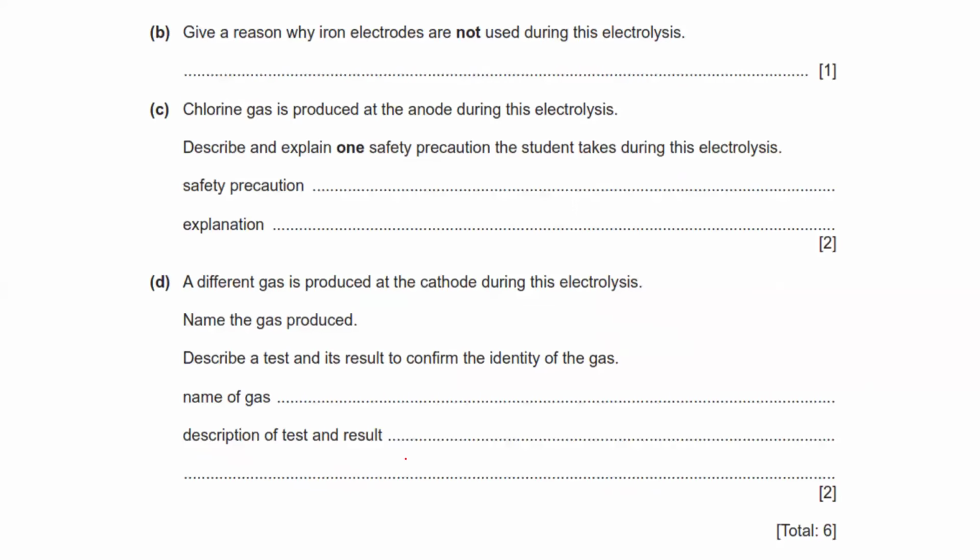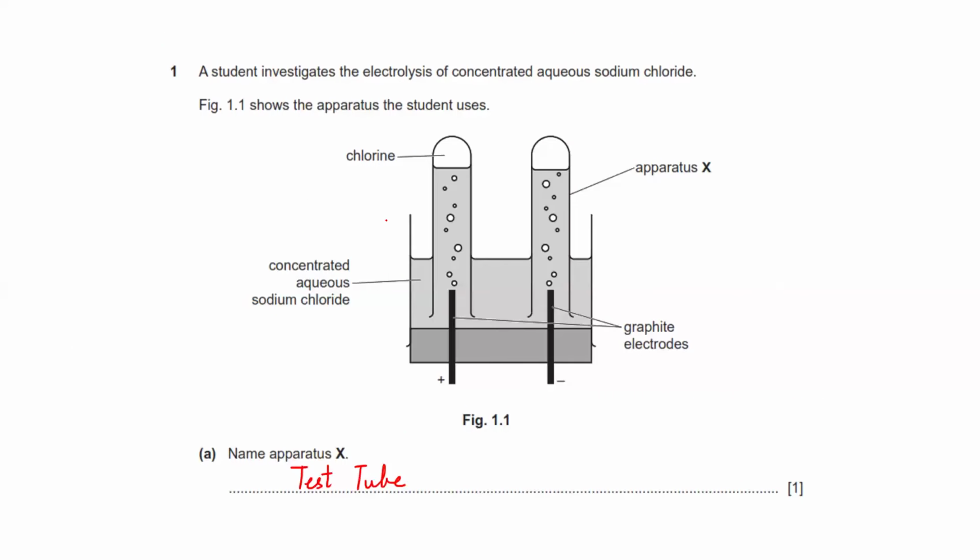Okay. So moving ahead, it says, give a reason why iron electrodes are not used in the electrolysis. So remember, we have concentrated aqueous sodium chloride. So we have here NaCl, and this is in its aqueous form. So when we are doing the electrolysis, we'll be getting sodium ions, we'll be getting chloride ions, we'll be getting H positive ions, and we'll be getting OH negative ions. So these all ions will be there in the electrolysis process.